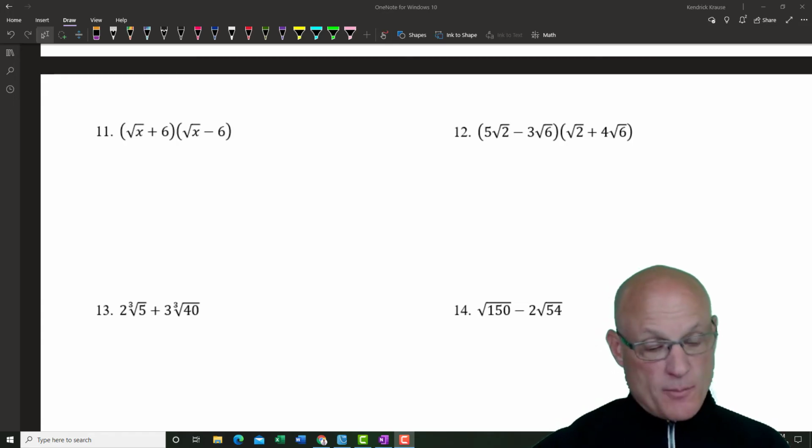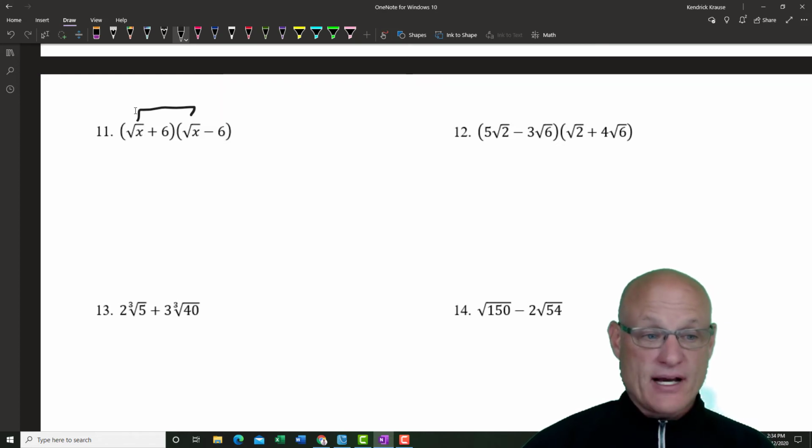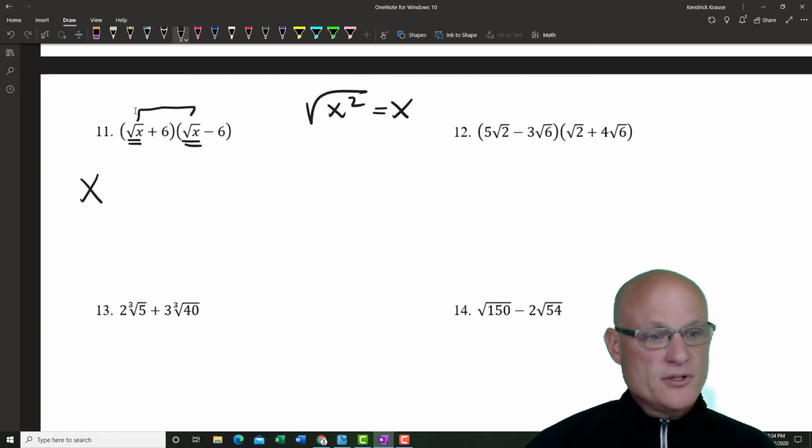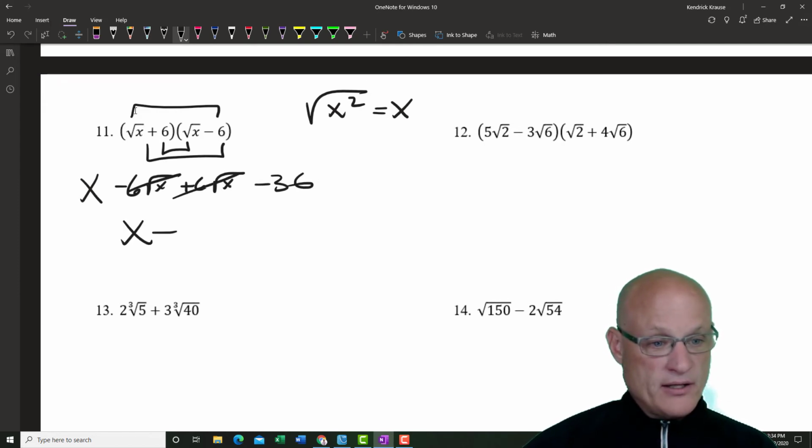All right, let's do some more practice. Oh, this one's a little funky. This one's pretty cool. What's the square root of x times the square root of x? The square root of x times the square root of x is really the square root of x squared, which is just x. So anytime you multiply a radical times itself, it just becomes itself. So the square root of x times the square root of x is just x, minus 6 square roots of x, plus 6 square roots of x, minus 36. Well, these cancel, and I get x minus 36.